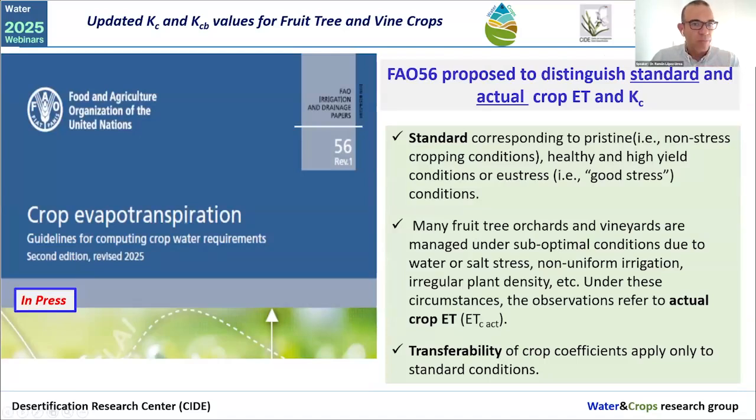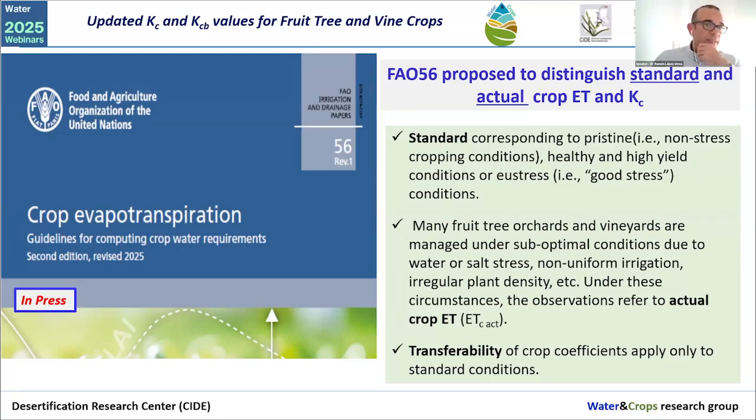Okay, as Professor Pereira pointed out in his presentation already, FAO 56 proposed to distinguish between standard and actual crop ET and Kc. The standard refers to pristine water conditions, I mean non-stress crop conditions, healthy crops which attain high or maximum yields, or eustress conditions. Eustress refers to mild to controlled water stress that may favor yield quality, and also can lead to small water savings. It may be particularly interesting for tree and vine fruit crops, which are often subjected to controlled and regulated mild water stress.